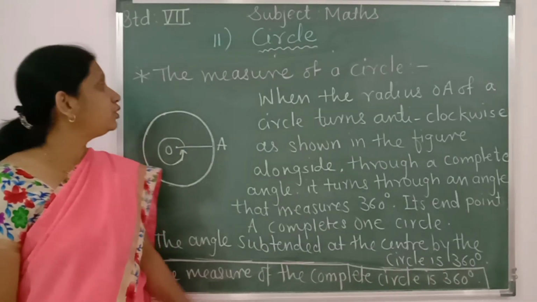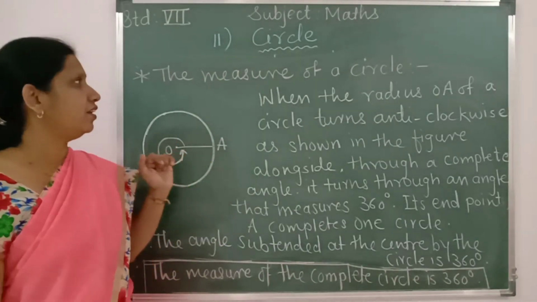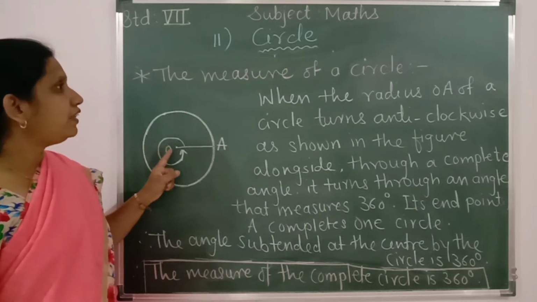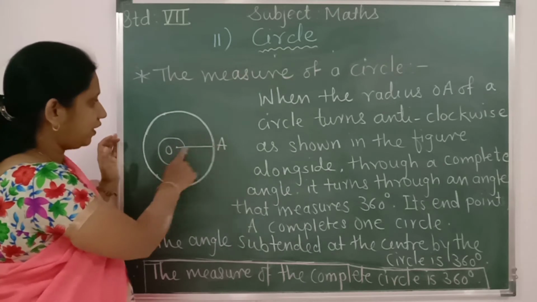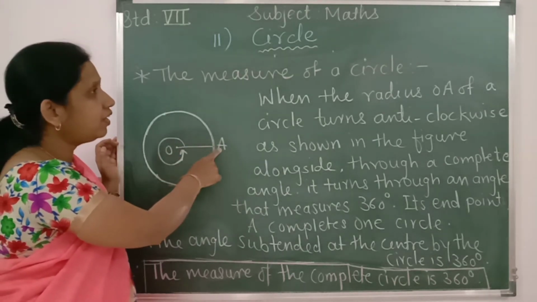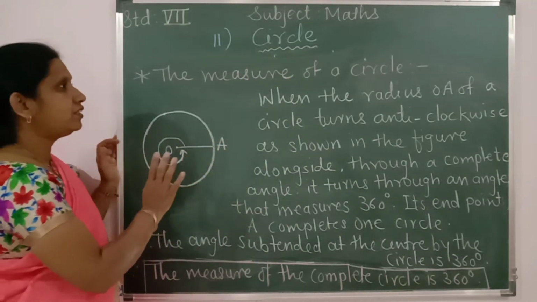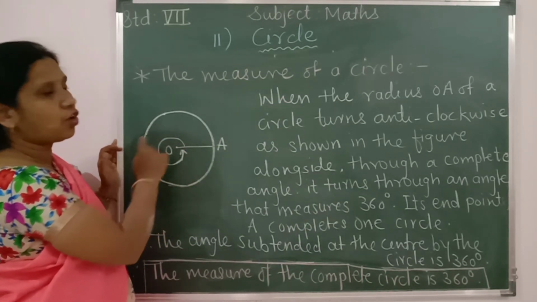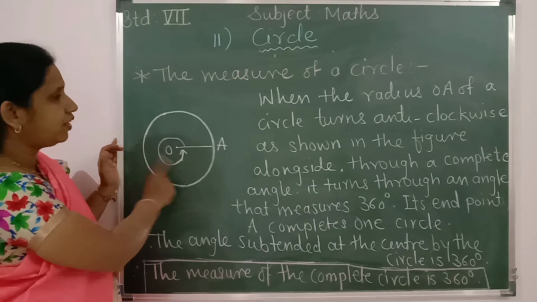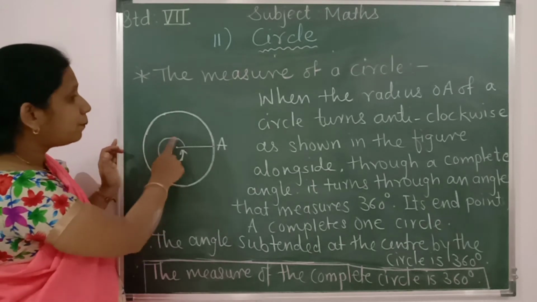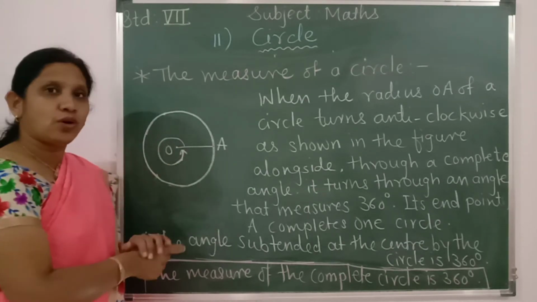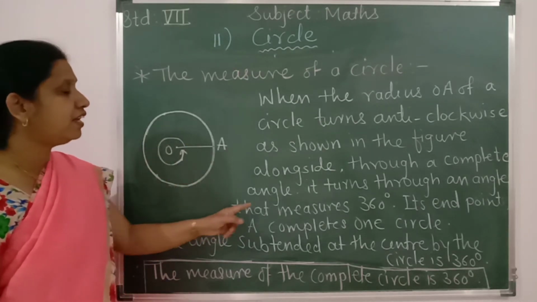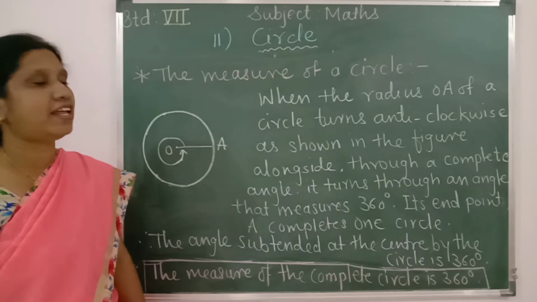Student, now let's know the measure of a circle. See here, it is a complete circle when the radius OA, meaning the distance from the center to a point on the circle, turns anti-clockwise as shown in the figure alongside through a complete angle. You know a complete angle measures 360 degrees, so it turns through an angle that measures 360 degrees.